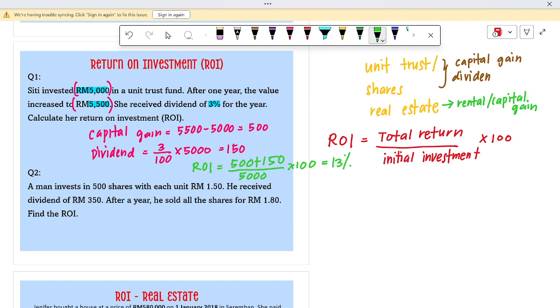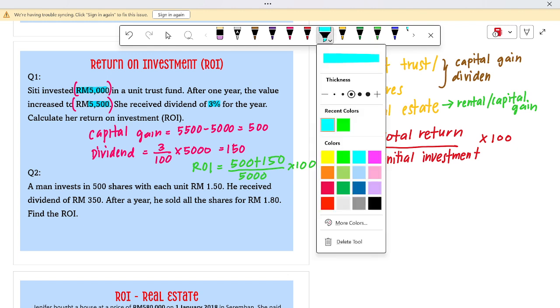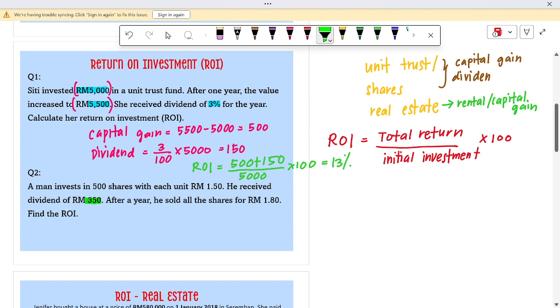Let's see question 2. A man invested in 500 shares with each unit 1 ringgit 50 cent. He received a dividend of RM 350. So they already calculated the dividend for you here, 350. After a year, he sold all the shares for 1 ringgit 80 cent. Okay, so first step, let's calculate what is the initial investment. So he bought 500 shares and each share is 1 ringgit 50 cent. So 1 ringgit 50 cent times 500. So his initial investment will be RM 750.